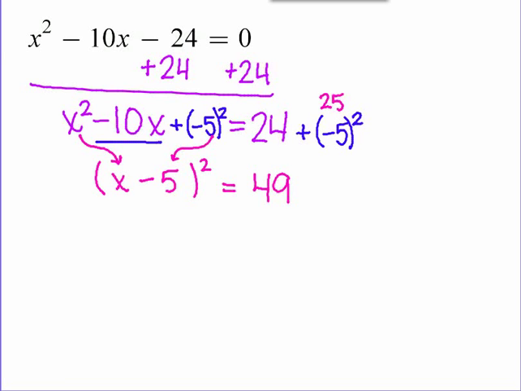Next step, square root. Important thing to remember when I square root? Positive and negative. On the left side, you have x minus 5. On the right side, plus or minus 7.